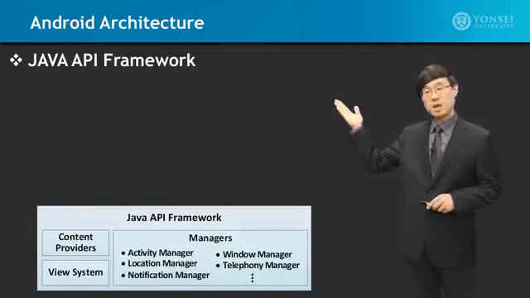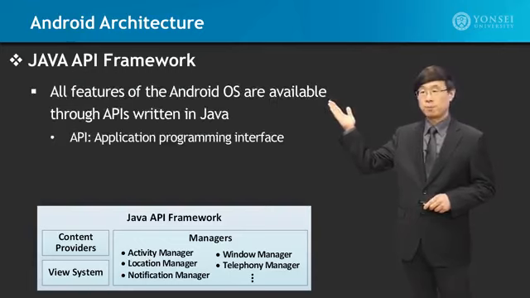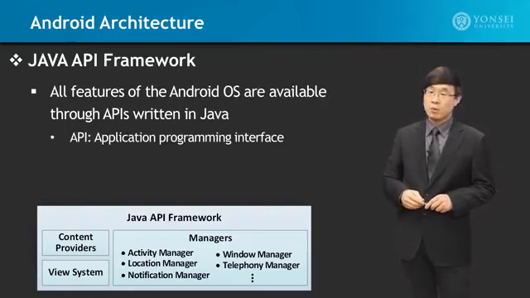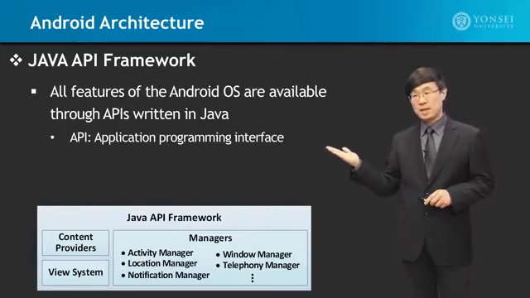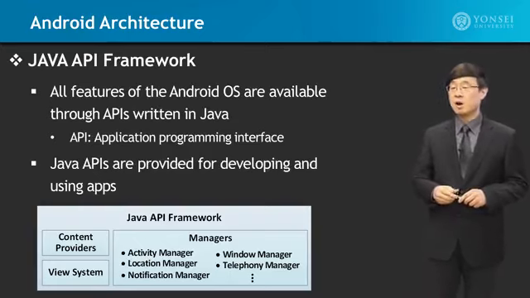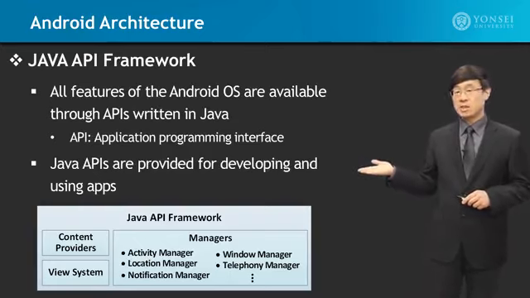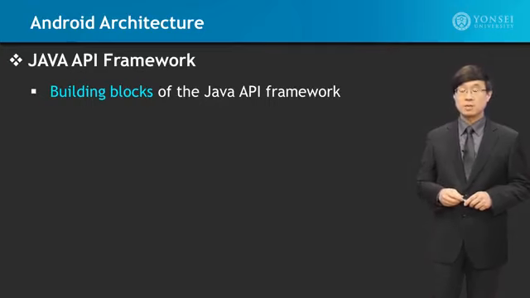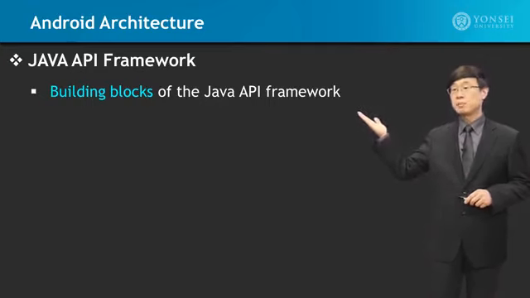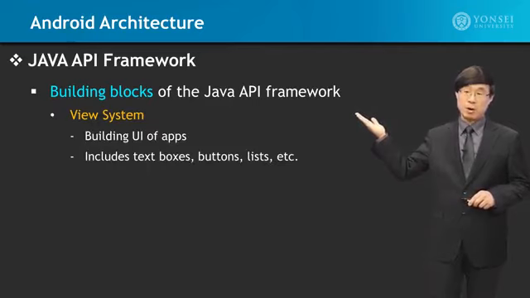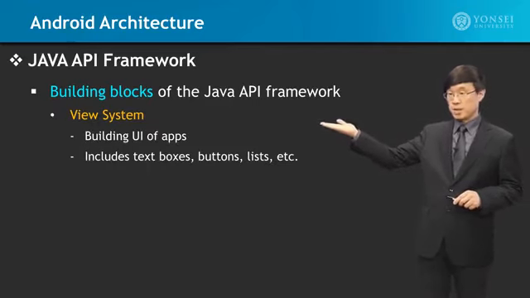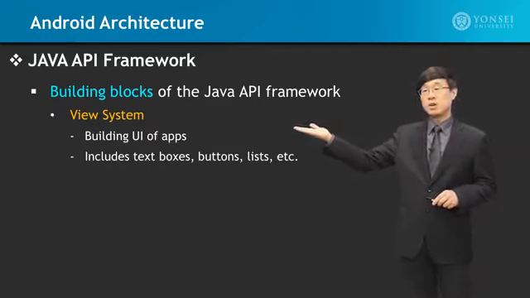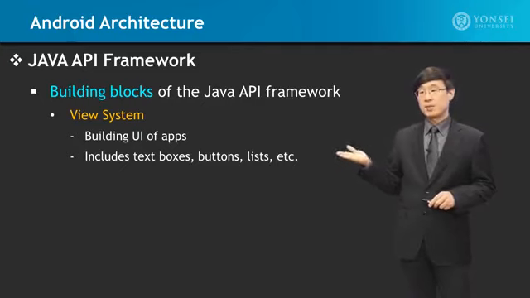Looking at it from the top, the Java API framework. All features of the Android operating system are available through APIs that are written in Java. API, once again, is an application programming interface. Java APIs are provided for developing and using apps. Further details of this are built upon building blocks of the Java API framework, where view systems help building user interface apps, UI apps, and this includes text box, buttons, and lists.